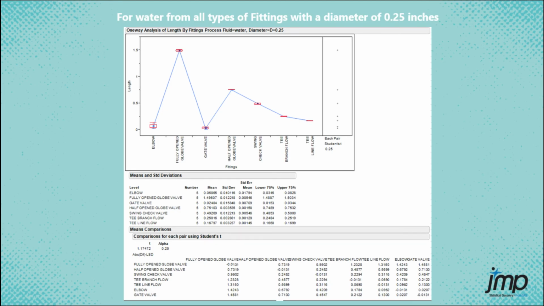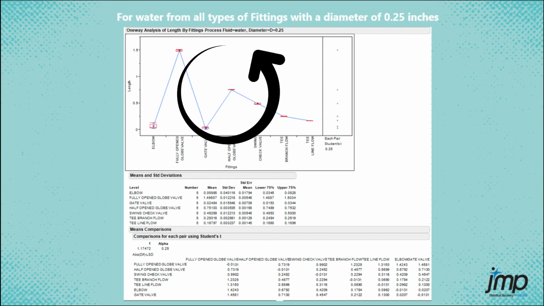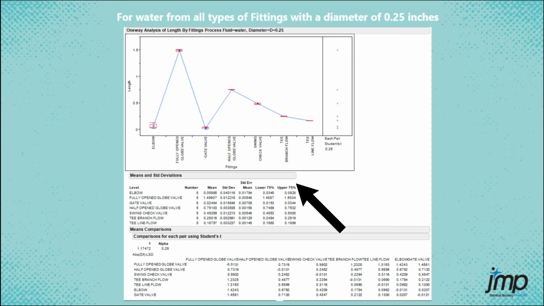As you can see, in this particular diameter of 0.25 inch for all water types of fittings, the graph is not totally flat because of the difference of the values per fitting. We also used the mean and standard deviation in order to observe the similarity of the values in different kinds of fittings. In this particular diameter, as you can see, there are no same values of fittings in the table.